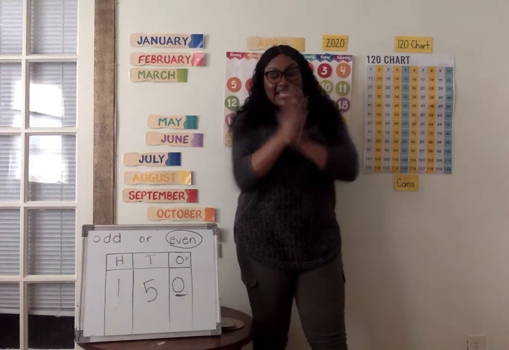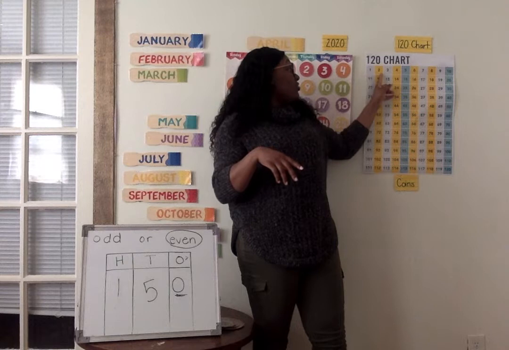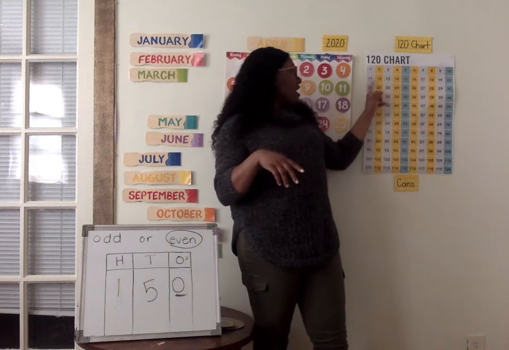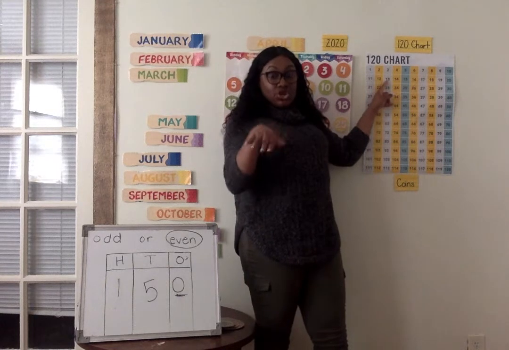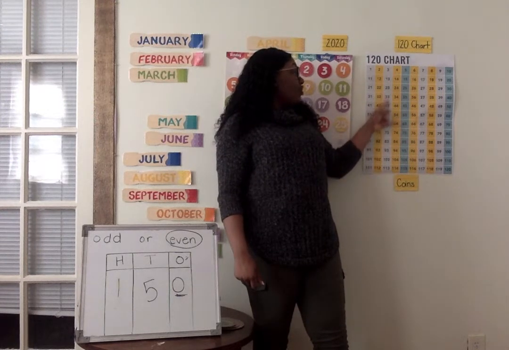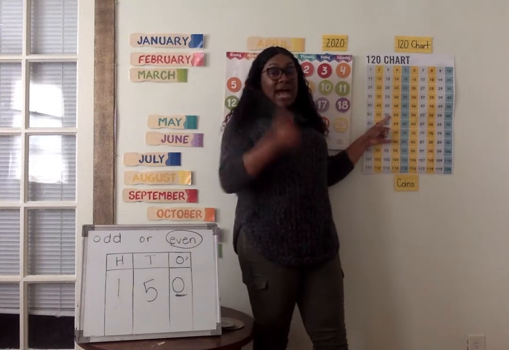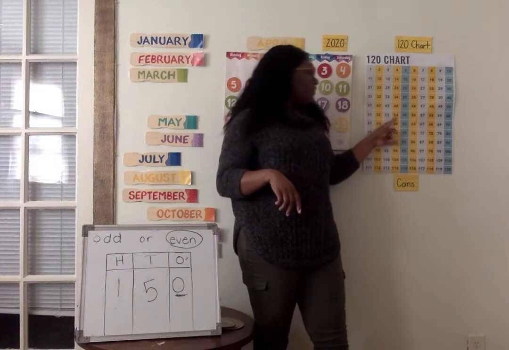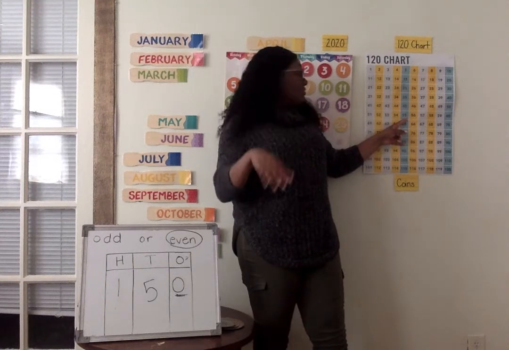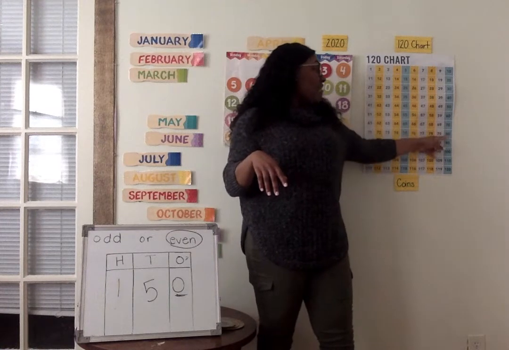Friends, it's time to switch count. It's time to count by ones. Get ready. 1, 2, 3, 4, 5, 6, 7, 8, 9, 10, 11, 12, 13. Stop. Switch. Count up by tens. 13, 23, 33, 43, 53. Stop. Switch. Count up by ones. 53, 54, 55. Stop. Switch. Count up by fives. 55, 60, 65, 70, 75, 80.